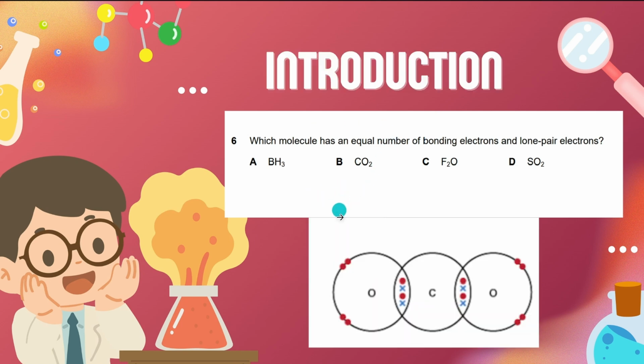Why? We can see here the bonding between the carbon and the oxygen, which is CO2 here. We can see each oxygen has two lone pairs, which makes it four lone pairs. Each bond between the carbon and oxygen has two bonding electrons, which makes it 1, 2, 3, 4 bonding electrons and 1, 2, 3, 4 lone pair electrons, which is an equal number of bonding electrons and lone pair electrons, making the answer B right here.